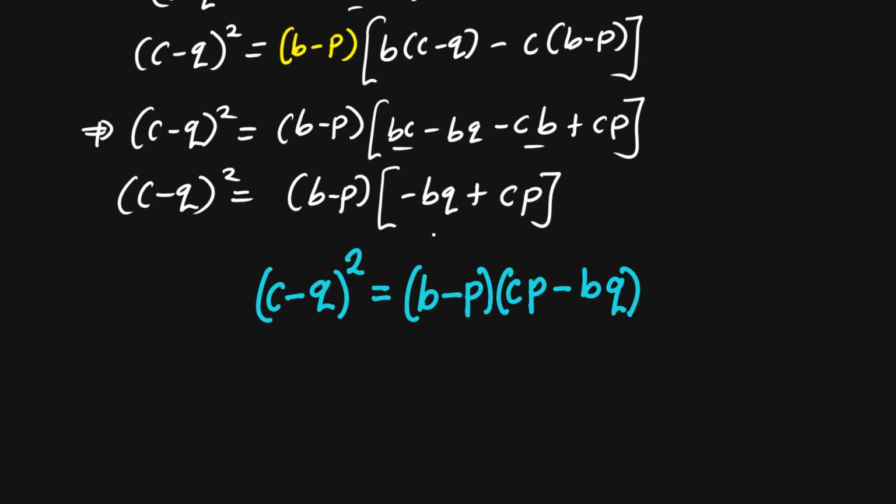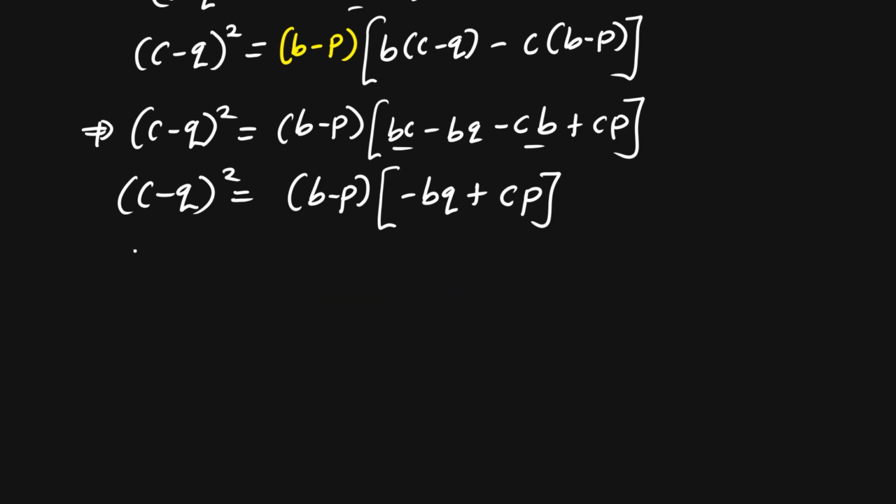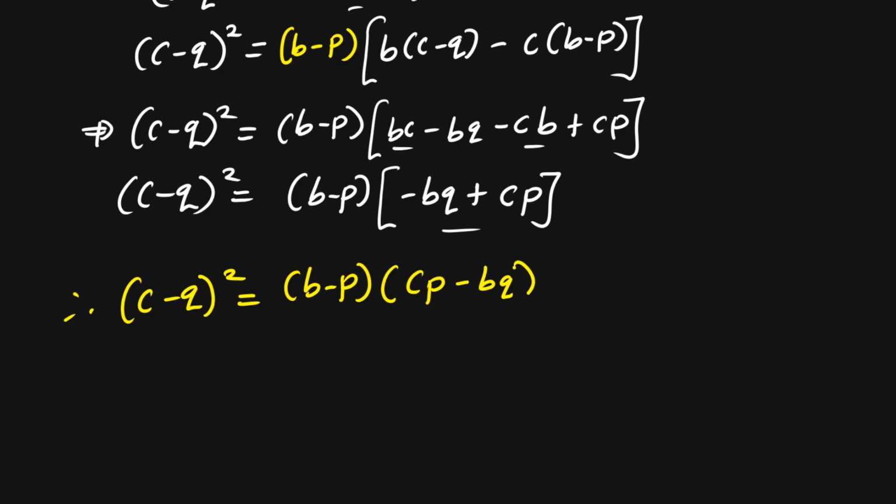But we are required to show that (c minus q) the whole of it squared equals (b minus p) into (cp minus bq). So let's just rearrange this bracket. Therefore, this is the same as (c minus q) squared equals (b minus p) into (cp minus bq), as required.